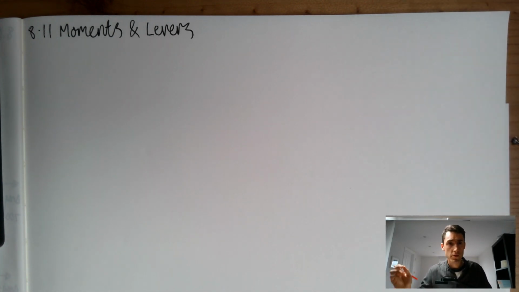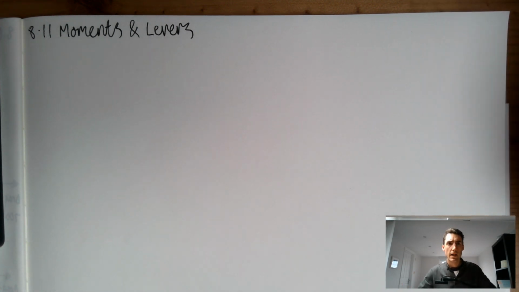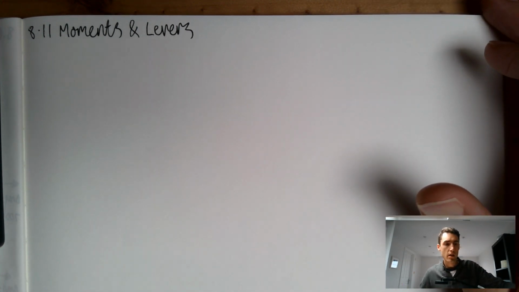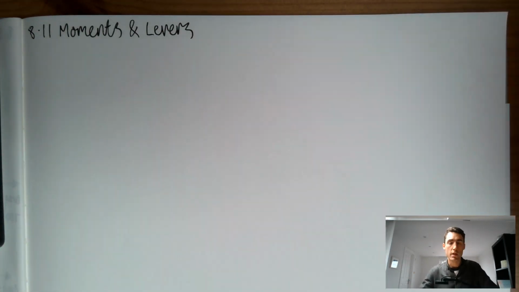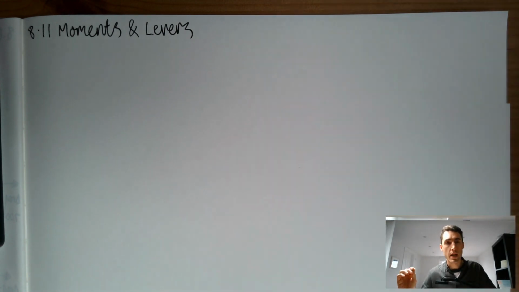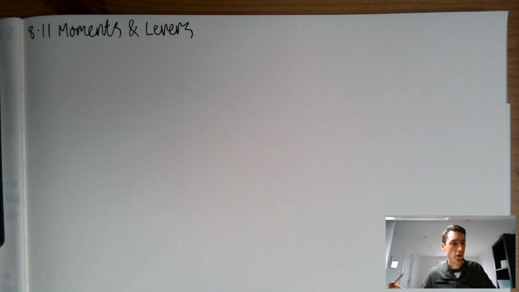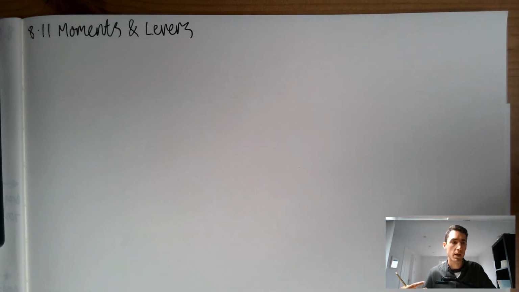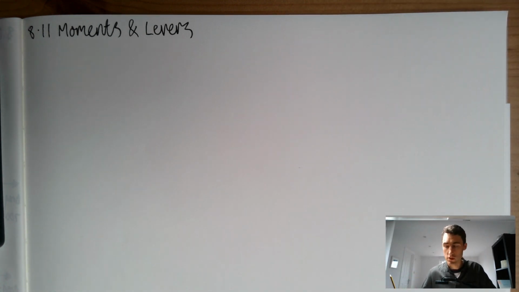This one is about moments and levers, and really I should have put moments and seesaws because all of the examples that we're going to look at today are related to seesaws. Now the reason this is in here, apart from it being linked in the national curriculum and specification at GCSE, is because it's really just building on this idea of balanced and unbalanced forces, but we're just talking about balanced and unbalanced turning forces or moments.